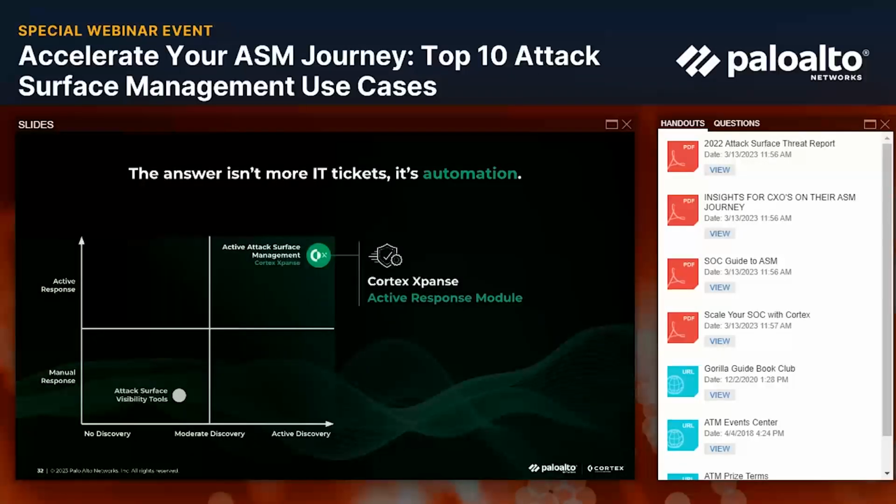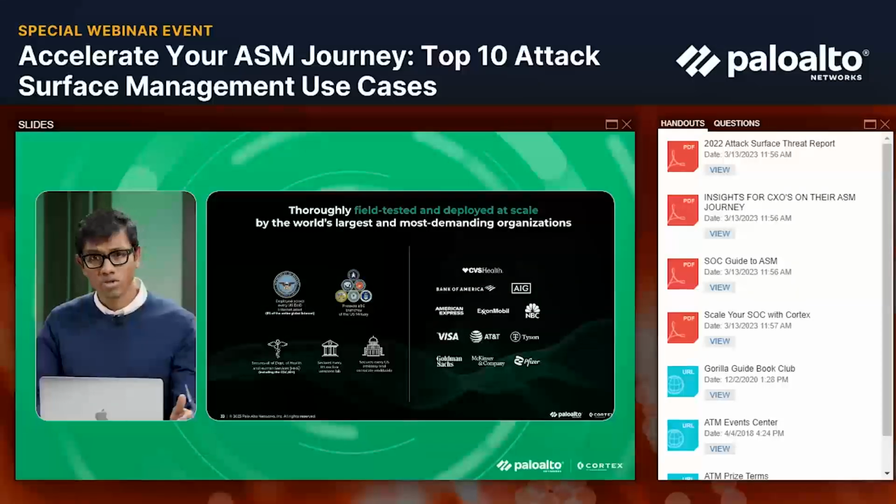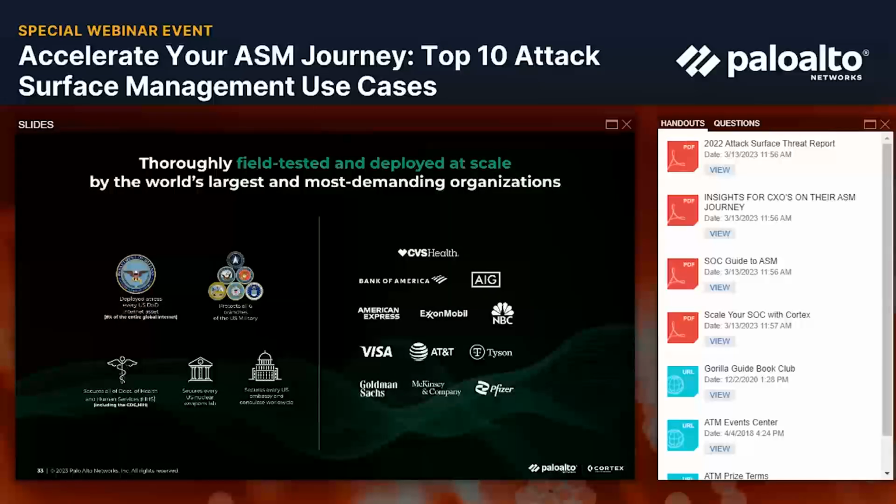So with the active response module from Cortex Xpanse, you can automatically resolve these exposures on the public internet. Xpanse is also trusted by some of the world's largest and most demanding organizations. Like I said before, the Department of Defense, which comprises 8% of the global internet, chooses Xpanse. Xpanse also protects all 6 branches of the US military. We also secure every US nuclear weapons lab. Additionally, some of the biggest financial organizations, banks, manufacturing companies, and others trust Xpanse to protect their attack surface.